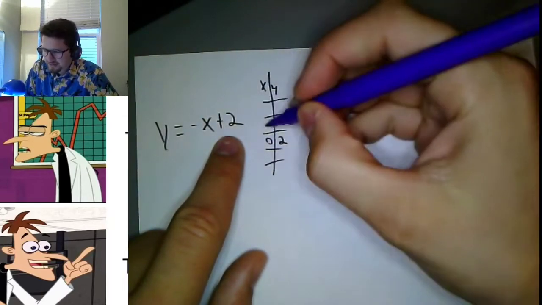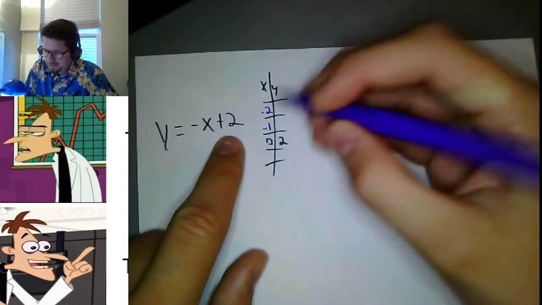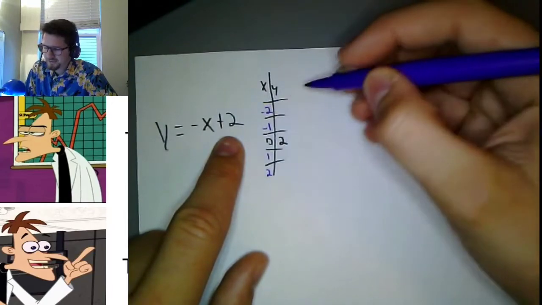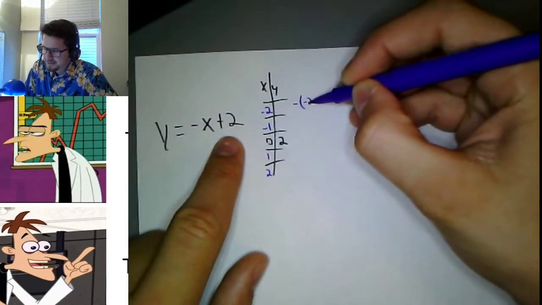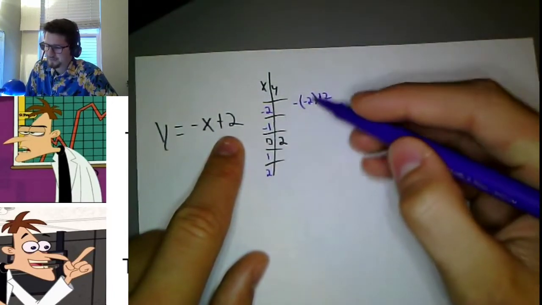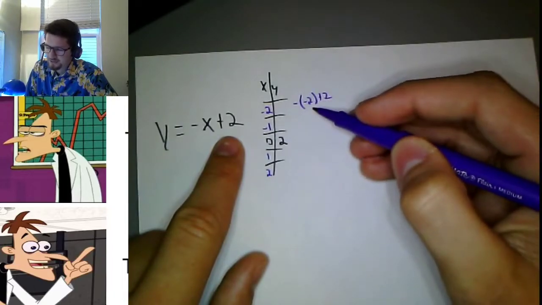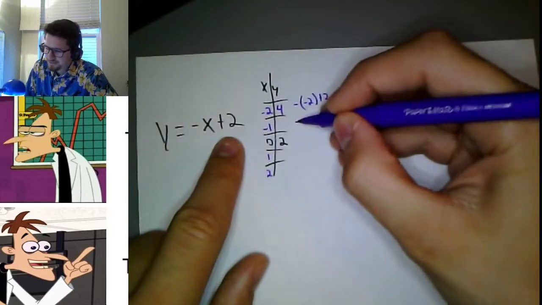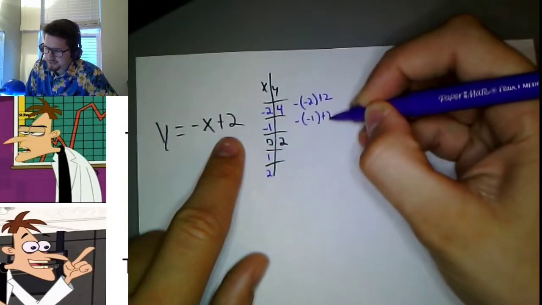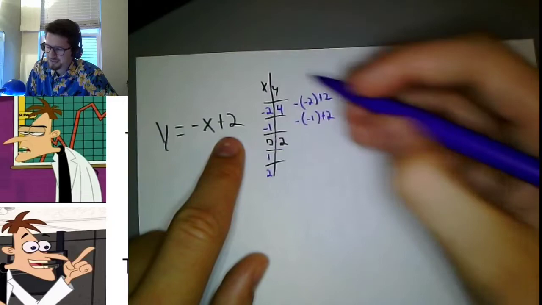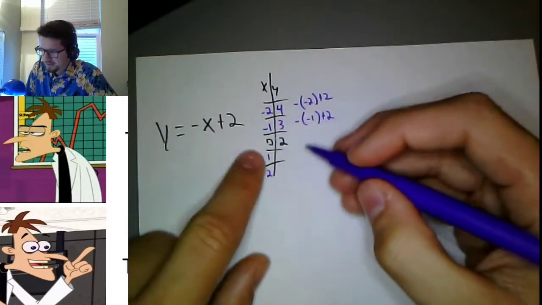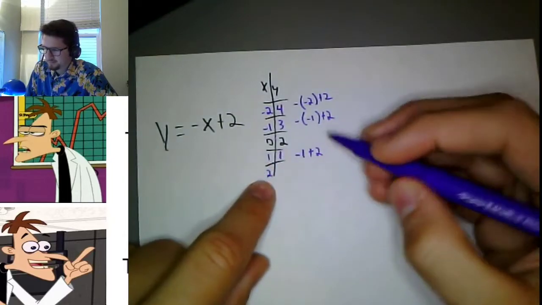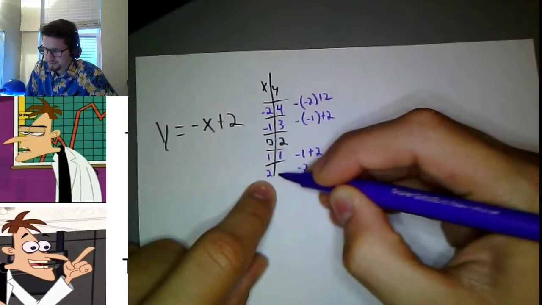I plug in each of my numbers. Go down 2, up 2. Negative 2. If I plug that in, I get negative 2 plus 2. What's negative 2 plus 2? That's 0. What about negative 1? Negative 1 plus 2 is 1. What about 1 plus 2? That's 3. What about 2 plus 2? That's 4. Great.